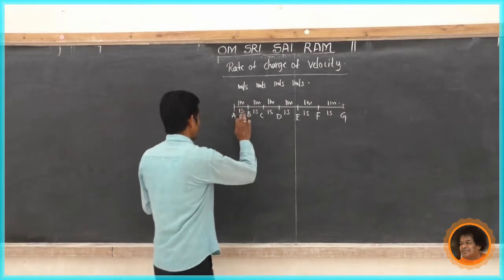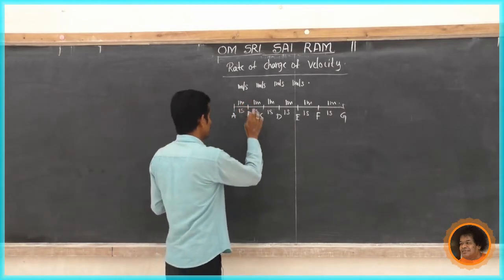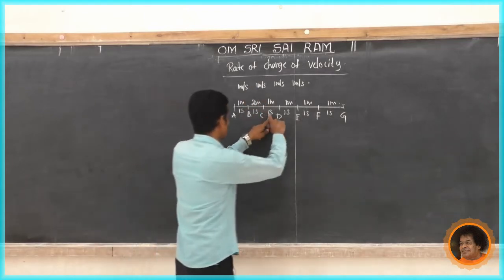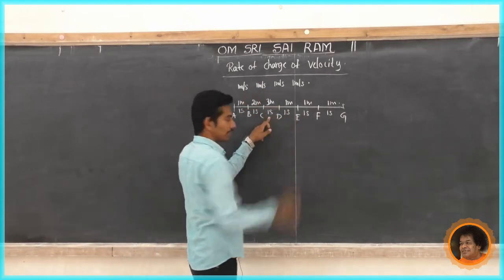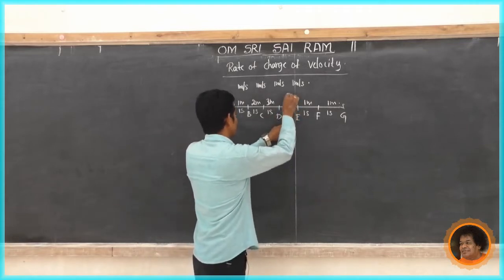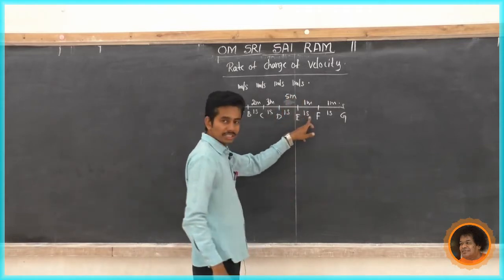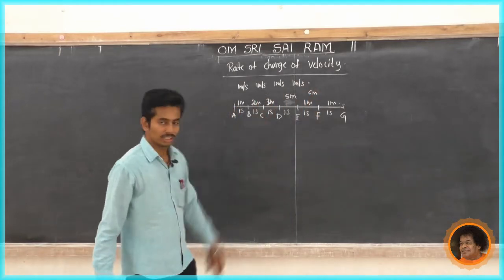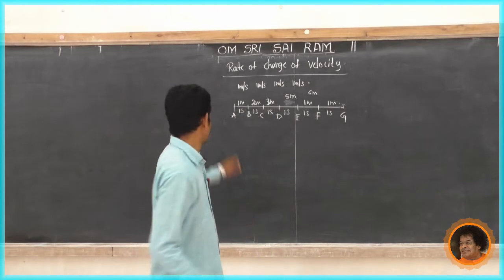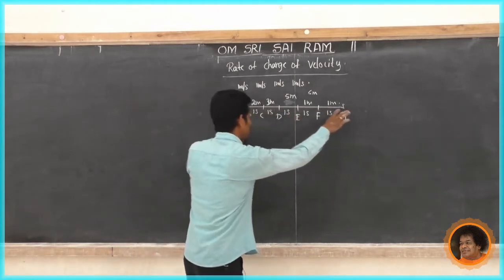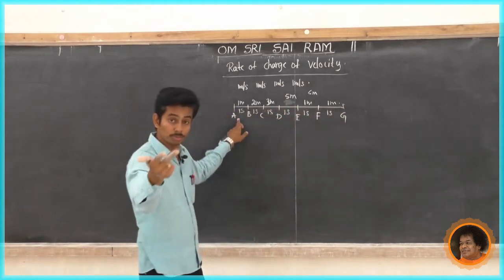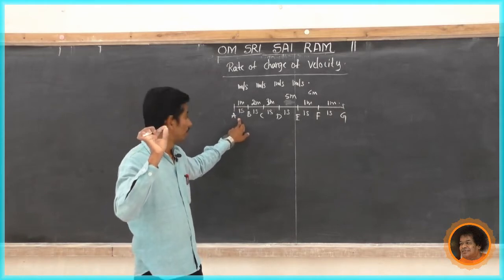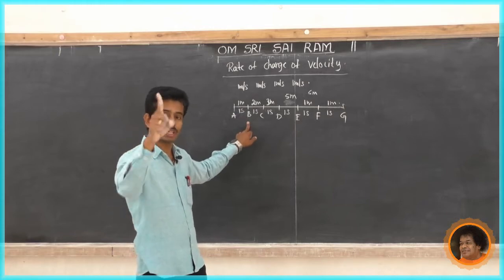Can you check? In 1 second it covers 1 meter. In the next 1 second the displacement is 2 meter. Next 1 second the displacement is 3 meter. Next 1 second the displacement is 5 meter. Next 1 second the displacement is 6 meter. Now tell me, is the velocity constant? Now a body or an object moves along a straight line with non-uniform motion. The motion is non-uniform. It covers unequal distance in equal intervals of time.